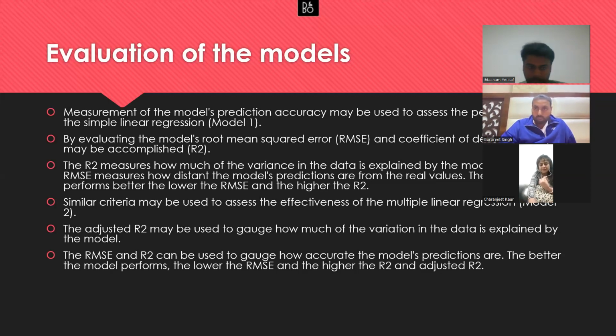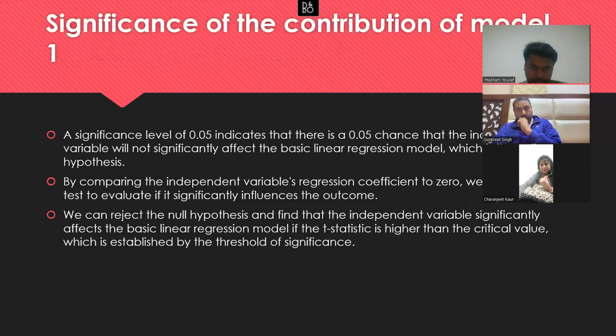Further, the adjusted R2 may be used to gauge how much of the variation in the data is explained by the model, and the RMSE and R2 can be used to show how accurate the model's predictions are. So for better model performance, the lower the RMSE and the higher the R2 and adjusted R2. So now flipping to slide number 10.